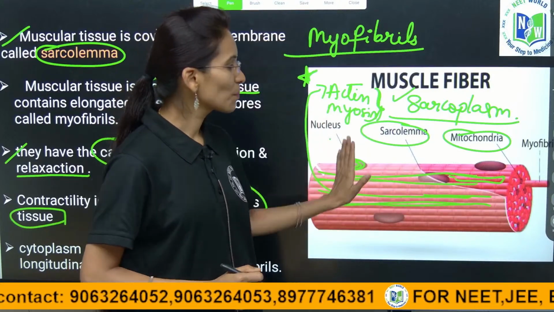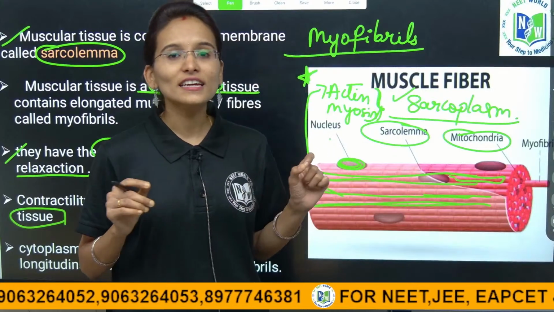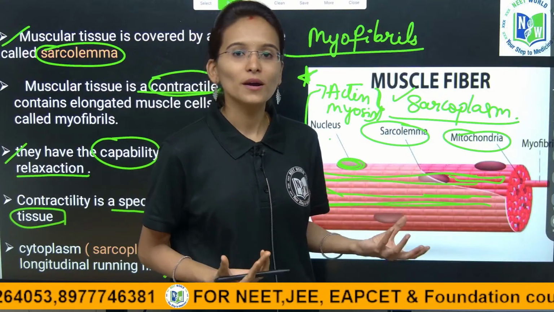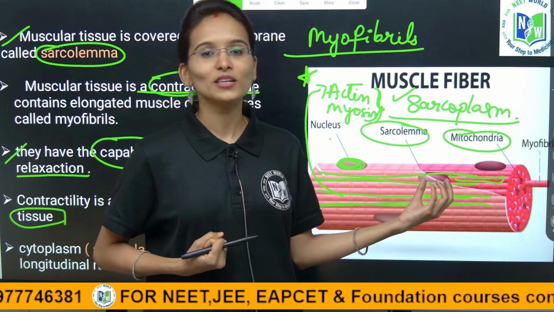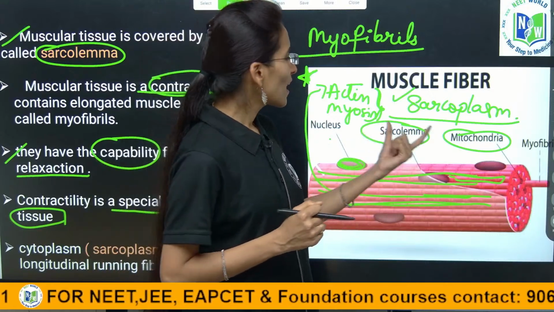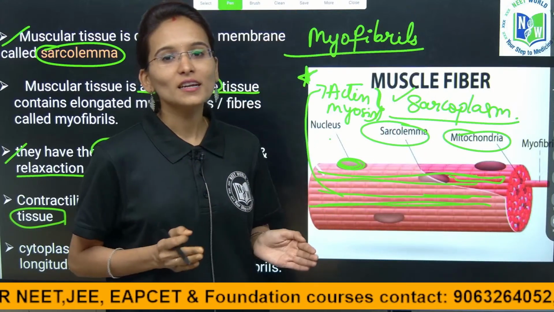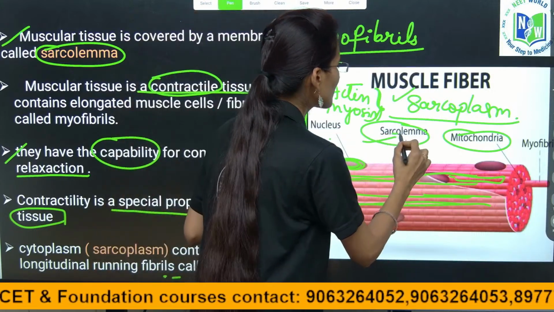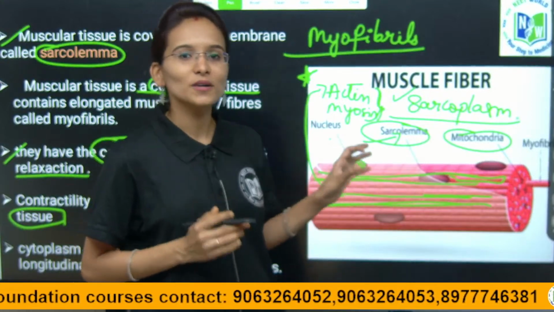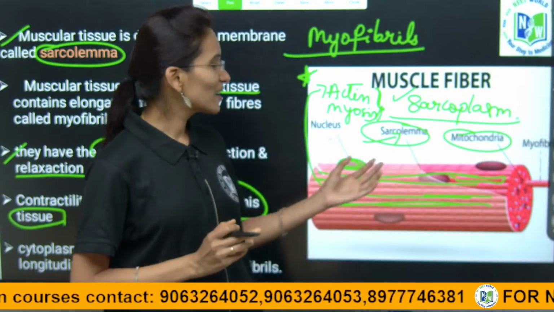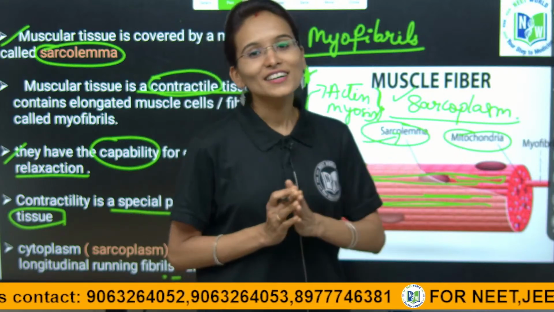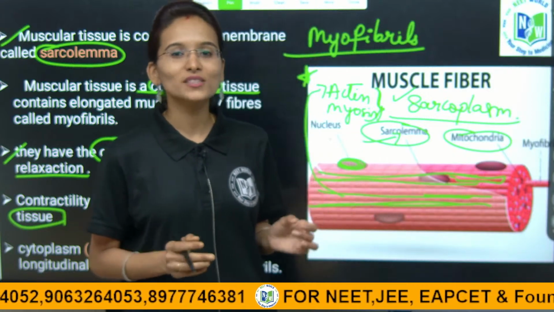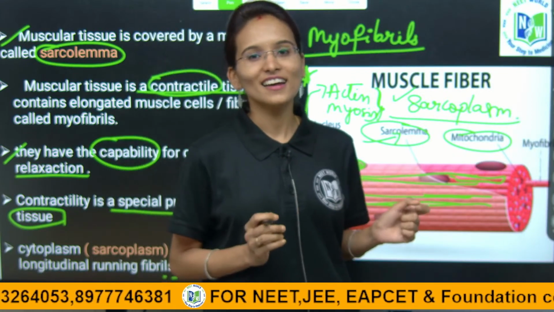Clear with the structure? The muscular tissue contains some elongated cells called myofibrils, which are actually present inside the muscular tissues, and it is covered entirely by the plasma membrane, called the sarcolemma. The fluid, the cytoplasm inside the muscular tissue, is called the sarcoplasm, and it contains mitochondria and nucleus. It contains specialized proteins called actin and myosin, which are especially involved in contraction and relaxation.